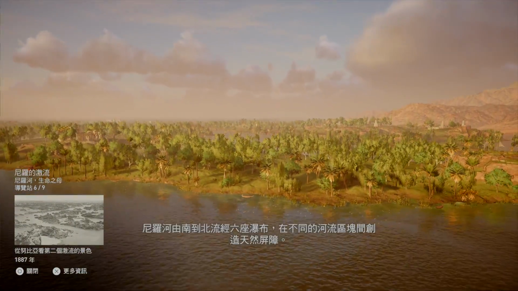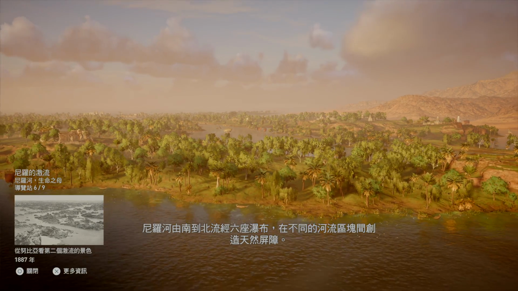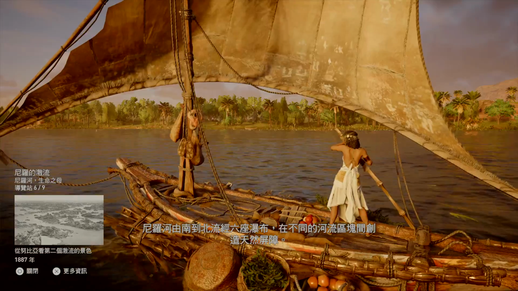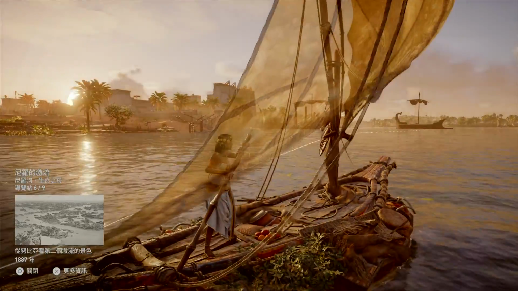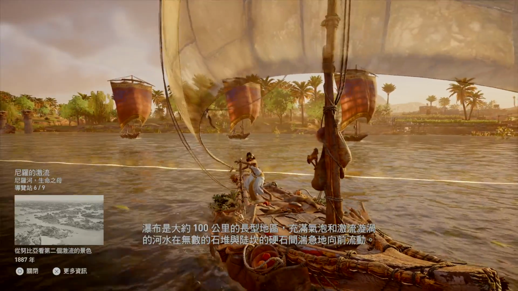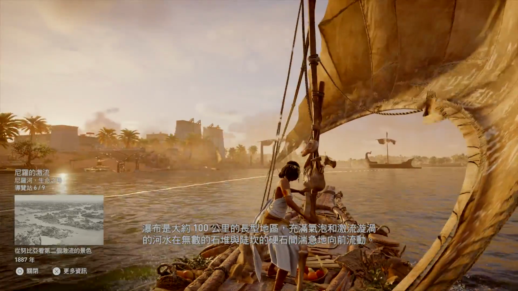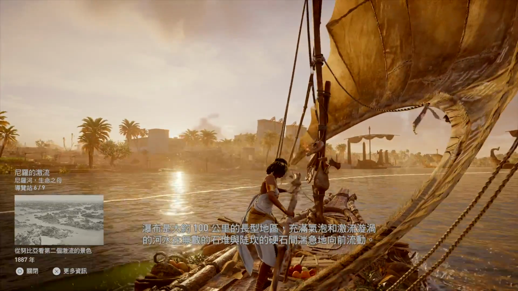The Nile crosses 6 cataracts from the south to the north, creating natural obstacles between the various sections of the river. The cataracts are long zones of about 100 kilometers, where the bubbling and rapidly swirling waters advance tumultuously amid enormous heaps of rocks and benches of hard stone.